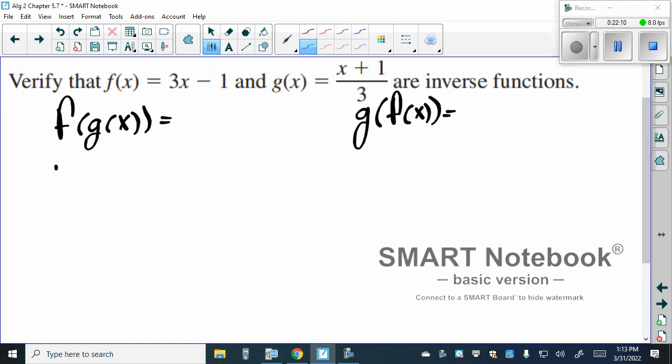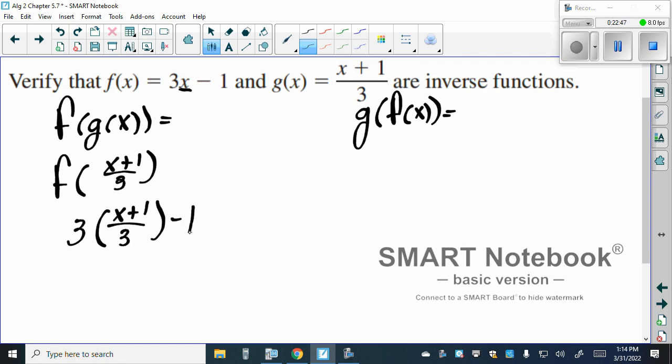So let's look at this one here. Now g of x in our case is x plus 1 over 3. So the first thing we'll do is replace g of x with x plus 1 over 3. And now at this point, we're going to take that x plus 1 over 3 and replace every x in f of x with it. So we'll have 3 times x plus 1 over 3 minus 1.